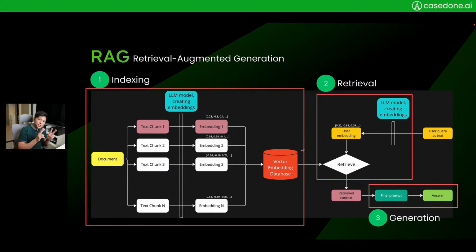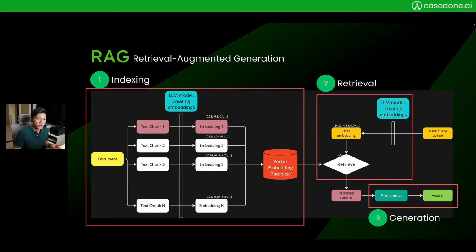The second step is like this. You start with a user query as text, then you convert that user query into an embedding or a vector using exactly the same text embedding model that you used in the indexing step. For example, now the user embedding is 0.22, minus 0.81, 0.09.